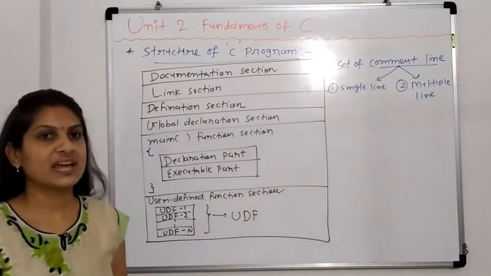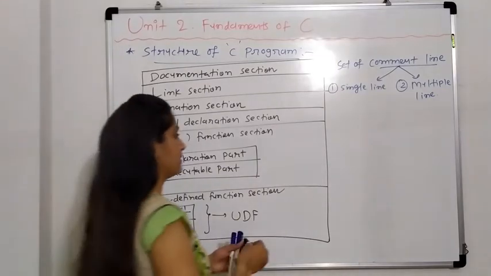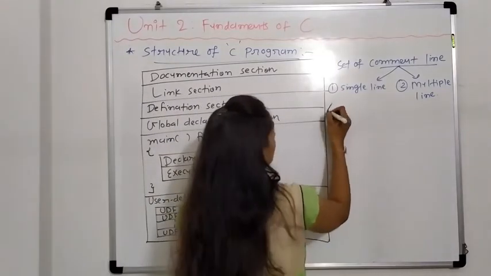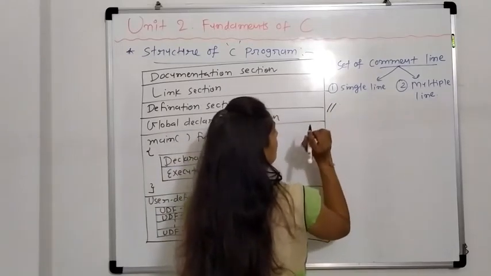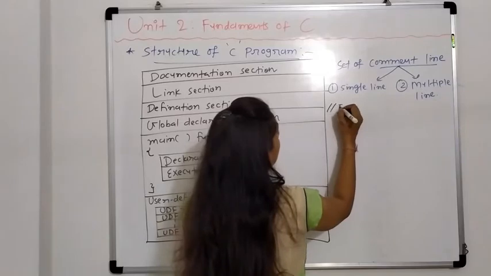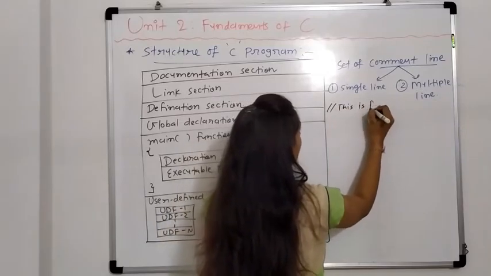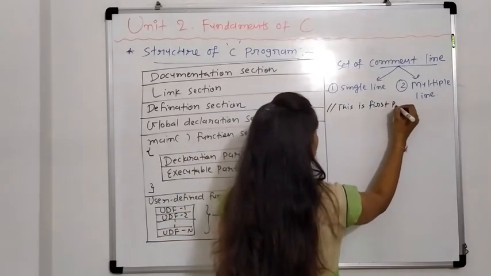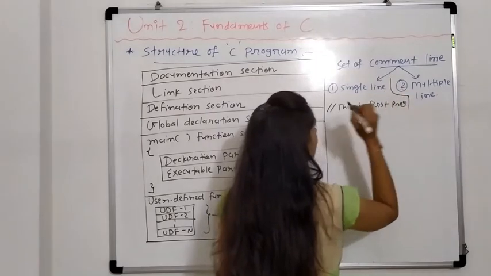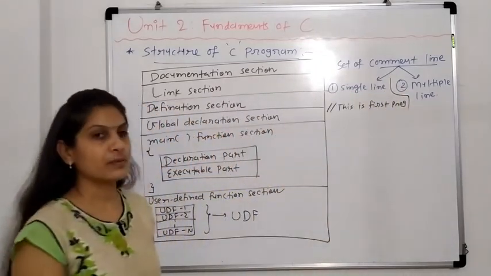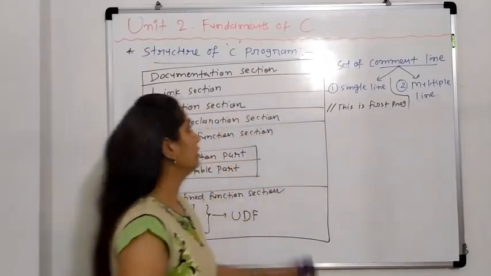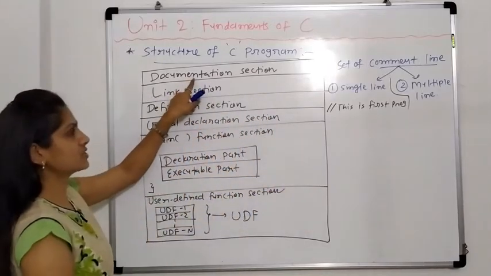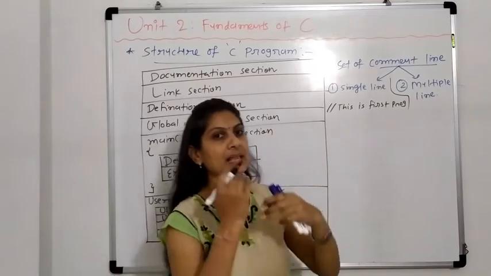Suppose I want to write a single line comment, then the syntax is double slash and then write something. Suppose here I am writing, this is first program. This is in a single line. But suppose I want to write multiple lines in a first section, in a documentation section, we write multiple lines.